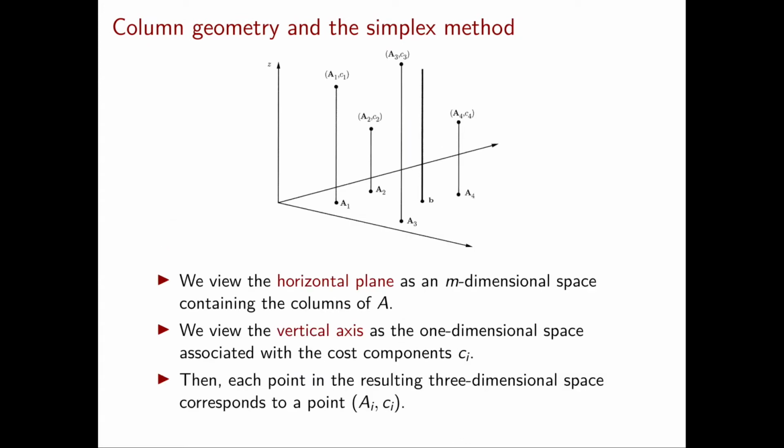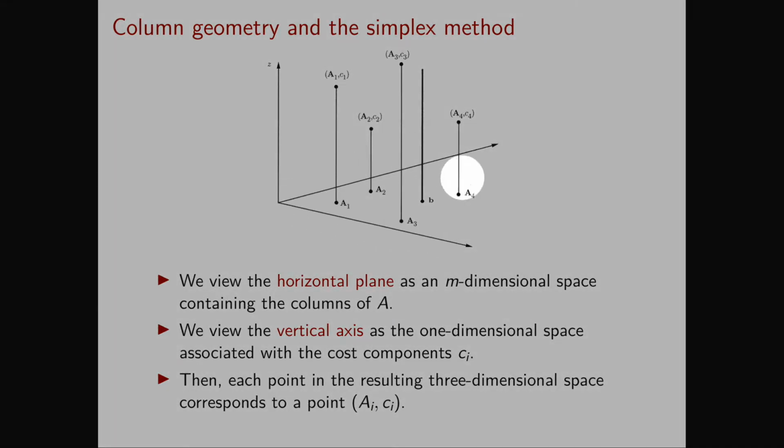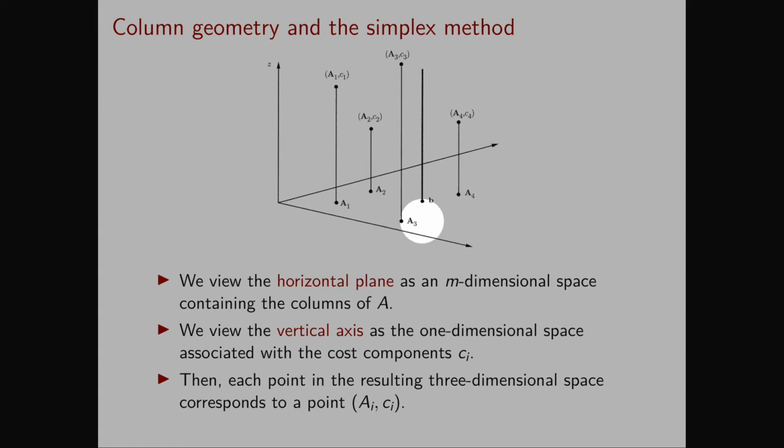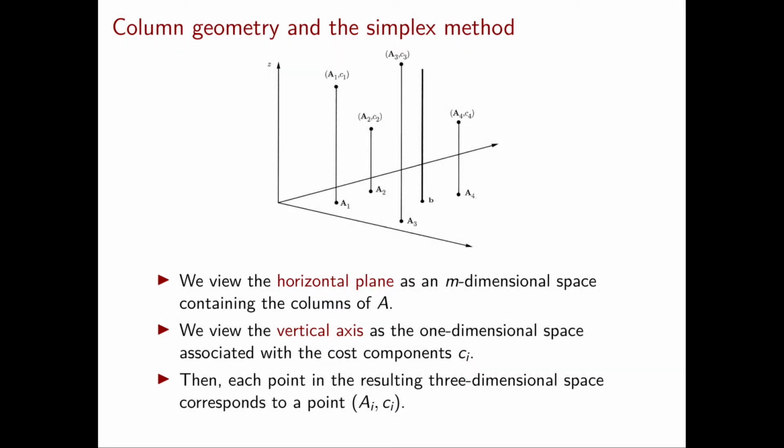So let's see how we can visualize these vectors. In my space, the horizontal plane will be an m-dimensional space that contains the columns of A. My picture here is of dimension 3, and my horizontal plane is the one over here that in fact contains my points A1, A2, A3, and A4. So in the picture in this example here, I have m equal to 2.